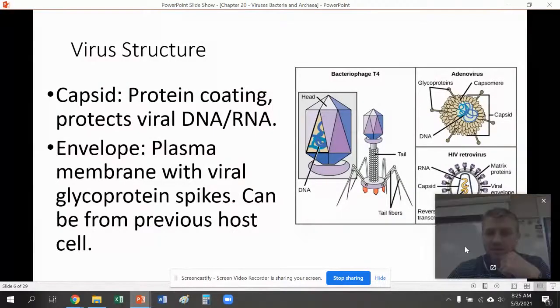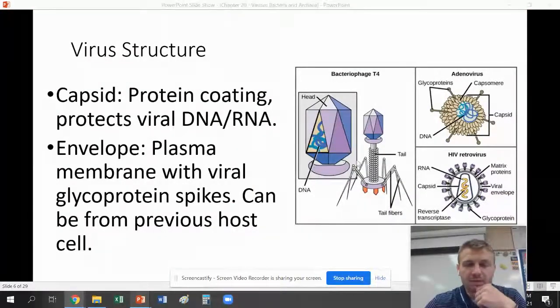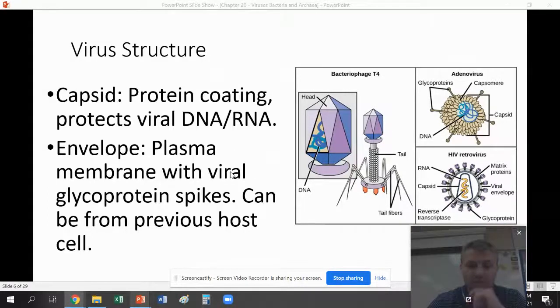The capsid, you can see here, that's the protein coat. This protects the DNA inside. You can see the different types of bacteriophages and whether it has a capsid. The envelope is like the outside that's made of a membrane and has glycoproteins, so it makes it look like a host cell, or makes it look like a cell just in general. And that's if it has it or not.